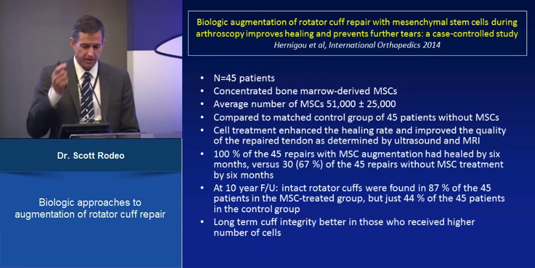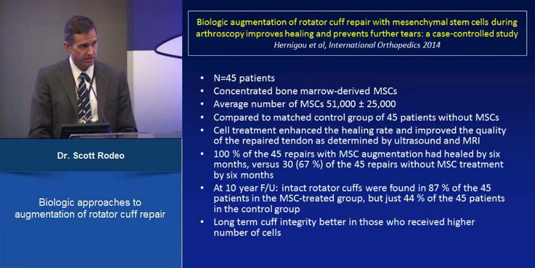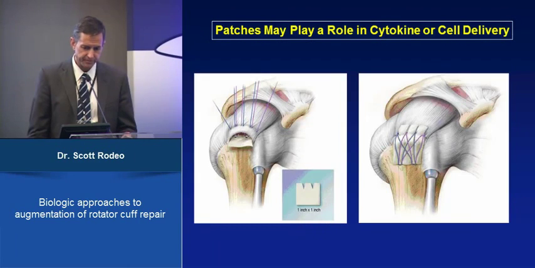At the 6-month post-operative point, 100% of the repairs with stem cells were healed, compared to only 67% in the control group. And then he looked at a 10-year follow-up in this study, and he found intact rotator cuffs in 87% of patients who had received cells, whereas intact rotator cuff repairs were only found in 44% of the patients in the control group. And in fact, the long-term rotator cuff integrity was better in those who received a higher number of cells. So this is strong clinical evidence to support the role of cell-based approaches in improving healing.